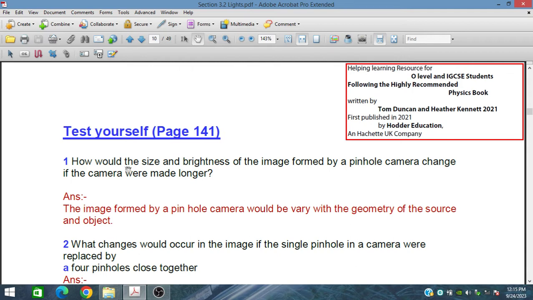Number one: how would the size and brightness of the image formed by a pinhole camera change if the camera were made longer? So the camera size has changed, or its position has changed with reference to the object. The image formed by a pinhole camera would vary with the geometry of the source and the object. If we change the source position or the object position, or both, the image formed will change. So image formation will be different if we change the source or object or both. This is very important.